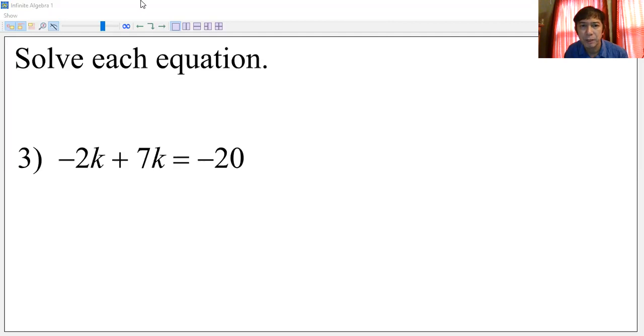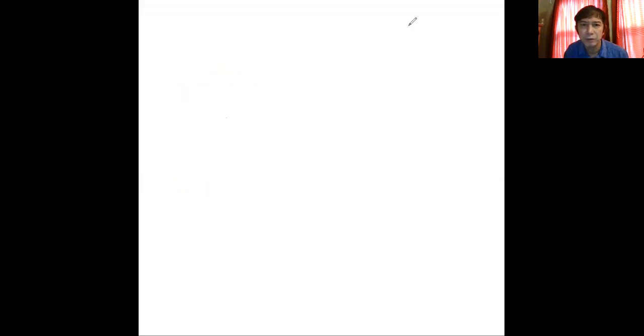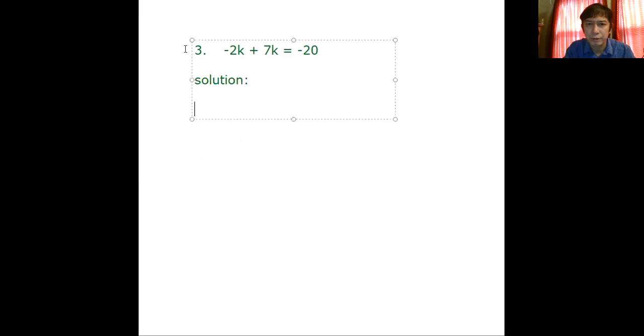This will be the whiteboard. I can erase the number 2 that we just did a while ago, so I will clear this out. We're now doing number 3. And this will be negative 2k plus 7k equals negative 20. This is the given. Let us write the word solution there, so that we indicate it's the solution part now.